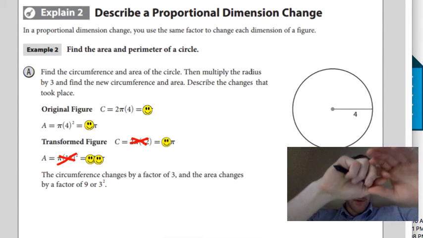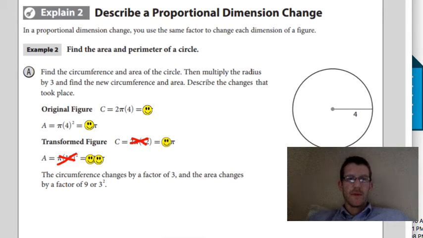Similarly, we can do the same thing. We're doing the proportional changes now. In this case, we have a circle. We want to find the circumference and area of the circle. Okay, we can do that. That's 2 pi r and pi r squared, right?